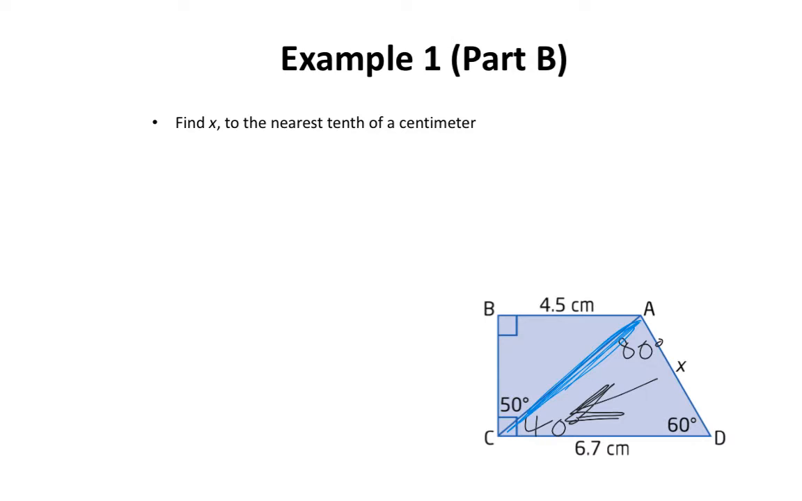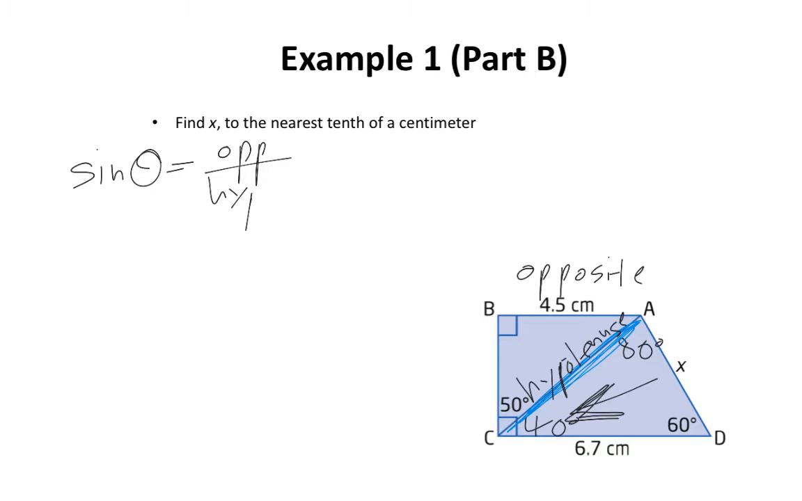So if I've been only given the angle of 50 degrees, that would make 4.5 centimeters the opposite side. And if I'm trying to figure out the hypotenuse, then I'm going to be using a trig ratio, which contains opposite and hypotenuse. And if you remember SOHCAHTOA, that would mean you're going to be using the sine ratio. So let's write that down. Sine theta is equal to opposite over hypotenuse.